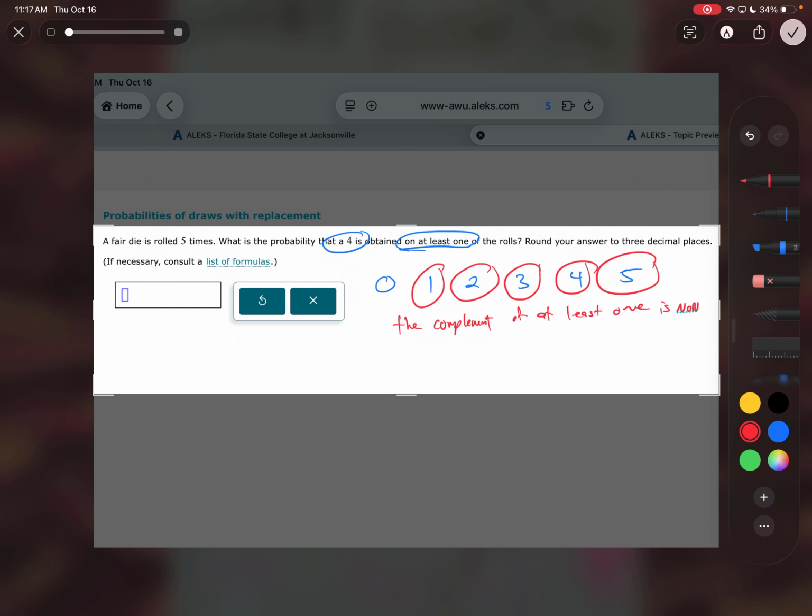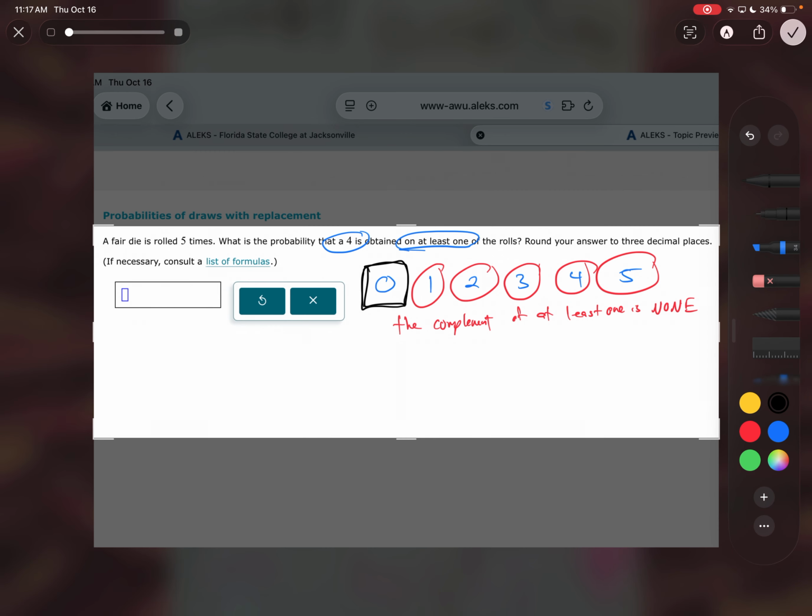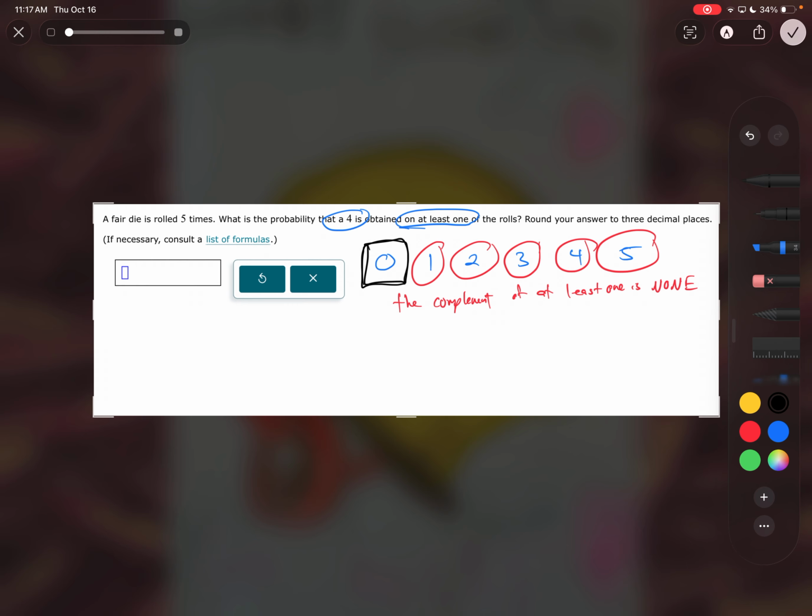That's a little weird to think about, but the complement of at least 1, the only other one that's not due, is if you got none of them. So what would happen if I got none of them? Let's think about that answer, and then we can do 1 minus that to figure out everything else. If you see this at least 1, there's an easier way to do this, but we'll talk about that next week. So what's the probability we get 0 4s?